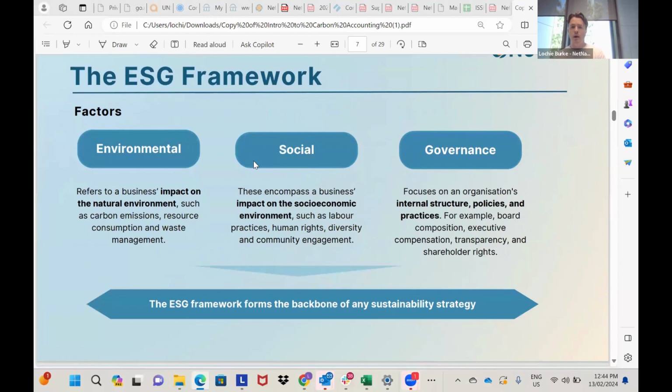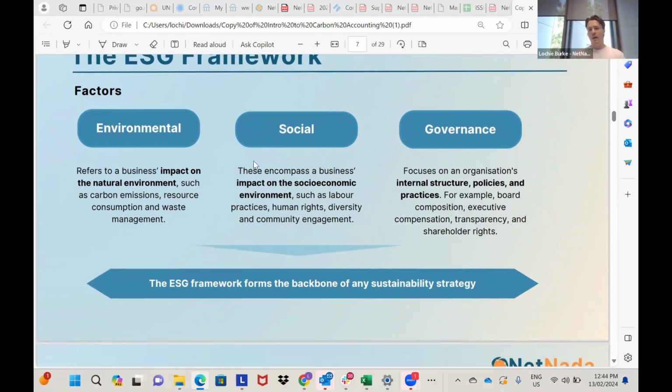So with that in mind, as I'm sure you all know, under the ESG framework, we have factors under our environment and our social, but also governance as well. NetNada does not help businesses with governance, but we strongly advise that you should be setting up the right structures internally to make sure that you have the correct policies and procedures in place, and managerial structures to make sure that you're adhering to and exceeding your environmental and social requirements or goals.